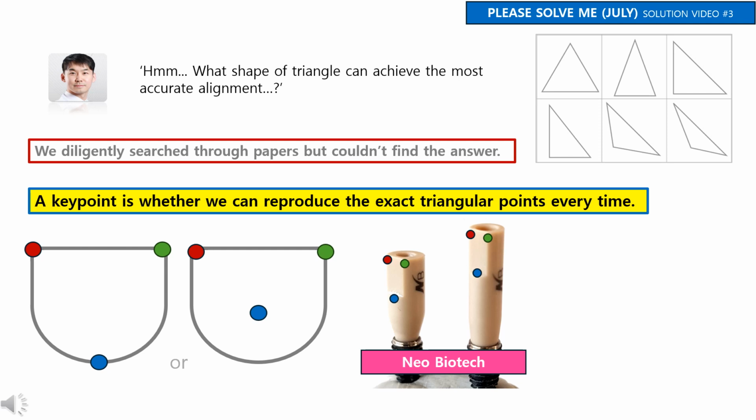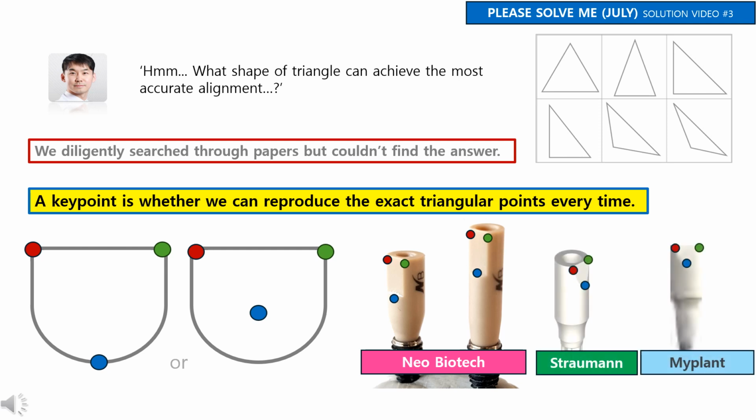2 points would typically be the two corners of the D, and the third point would be placed at the center or the midpoint of the flat side of the D. In our clinic, the scan body from Neobiotech also has a relatively simple shape. Because the D cut of this scan body is shallow, we standardize the matching points at two corners and the lowest midpoint. The key point here will be whether we can reproduce the exact triangular points every time we use the scan body. For the scan bodies of Myplant and Straumann, matching them as shown in this diagram seems to be the most accurate.